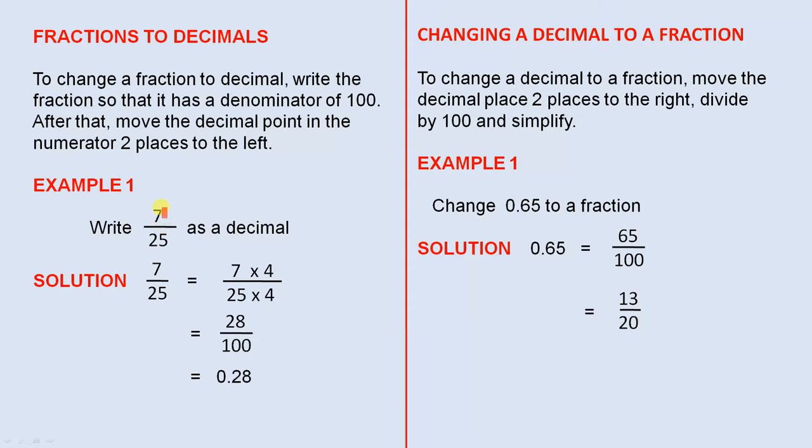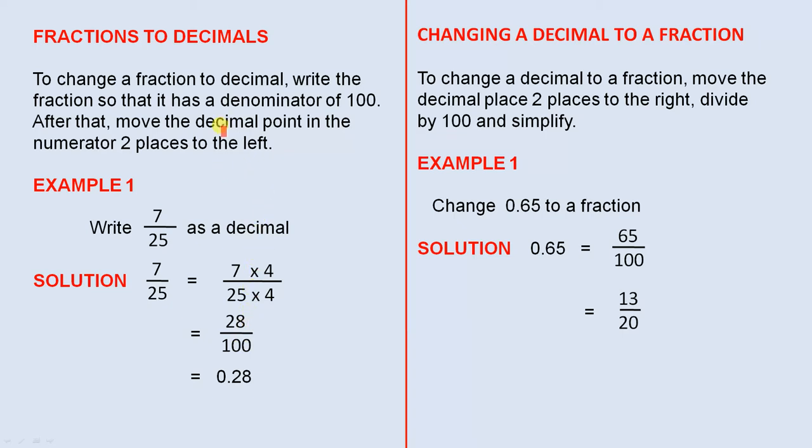We're going to write 7 over 25 as a decimal. Now here's our 7 over 25. Now remember, we need to make the denominator 100. You can see that's very easy to do here, because all you do is multiply the denominator by 4. So you must do the same to the numerator. So you multiply top and bottom by 4. 7 fours are 28. 25 times 4 is 100, so it's 28 over 100.